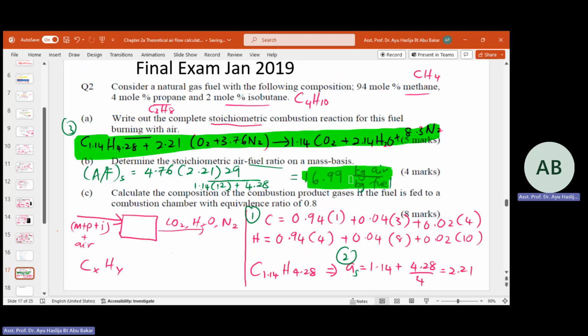Okay, just to share with you macam mana the marks is being distributed. So the new C and H brings 1 mark each. Then the new chemical formula, 1 mark each. Then the combustion equation, 2 marks. 2 marks here adalah 1 from the input side, the feed, 1 markah dekat product side. Nampak tak?